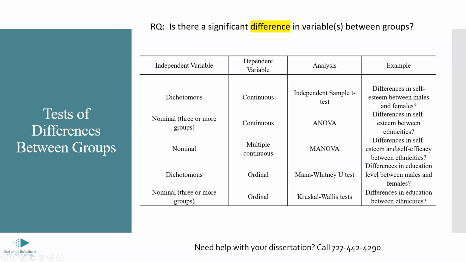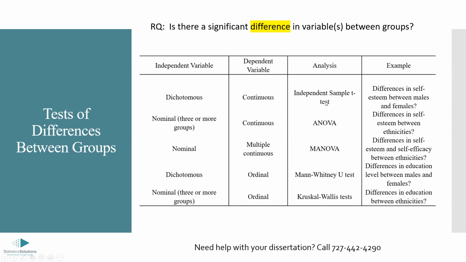For instance, are there differences in self-esteem and self-efficacy between ethnicities? So in this example, we have 2 dependent variables of self-esteem and self-efficacy, and we want to simultaneously assess for differences by ethnicity. In this example, you would want to use a MANOVA.